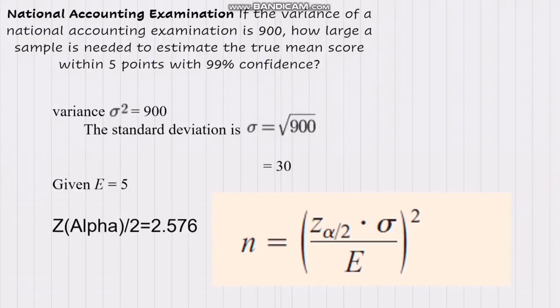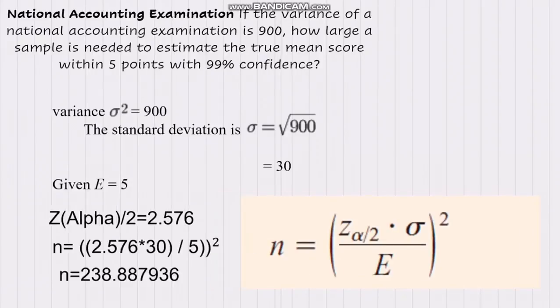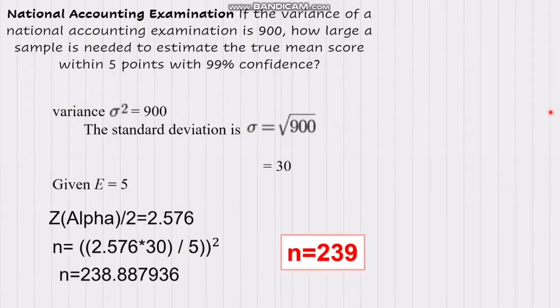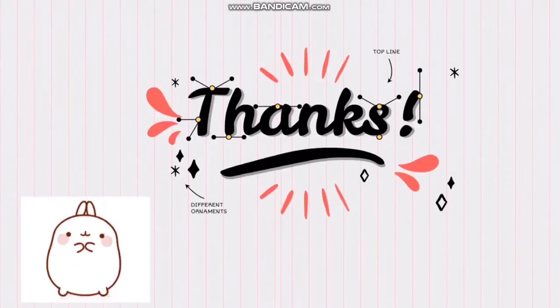So we just have to substitute the givens. Our Z is 2.576 multiplied by 30, over the maximum error of estimate, raised to 2. So that is equal to 238.887936, so the sample size is 239. That's all. Thank you.